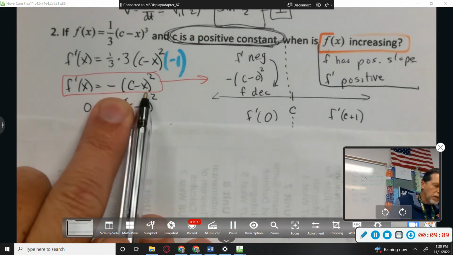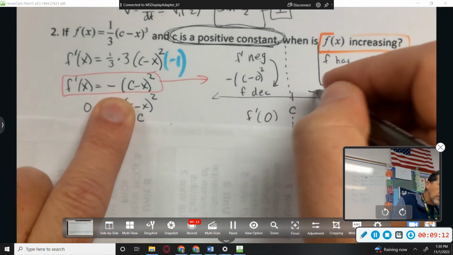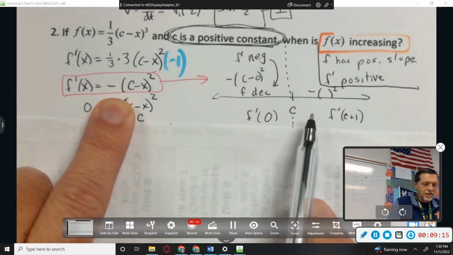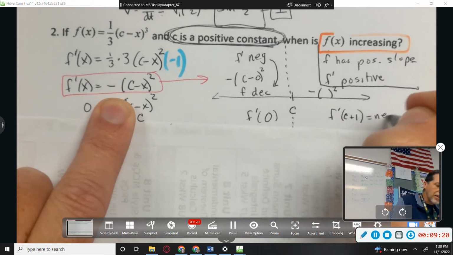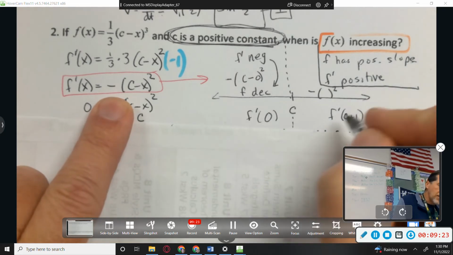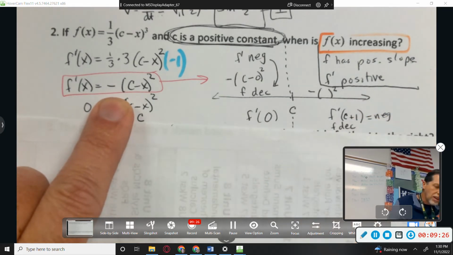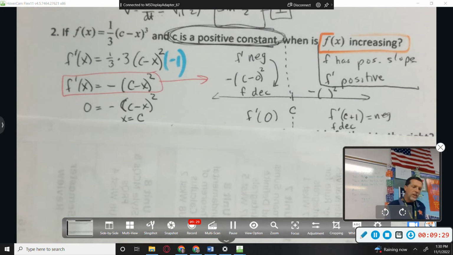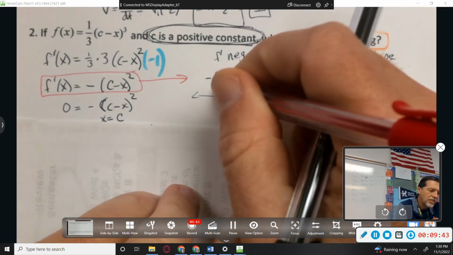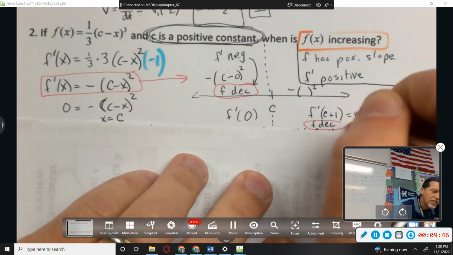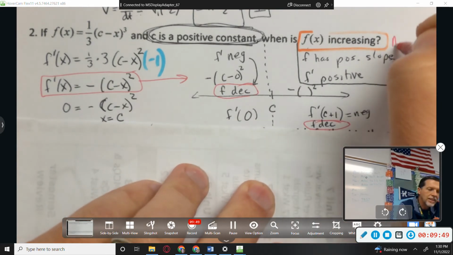So if I plug in c plus 1 for x, well, it kind of doesn't matter, because whatever's in there gets squared and then we stick a negative on it, so it's negative. And if f prime is negative, that means f is decreasing. So f is decreasing left of c and decreasing right of c. So where is f increasing? What's the answer to my question? If it's decreasing over here and it's decreasing over here, then it's never increasing.